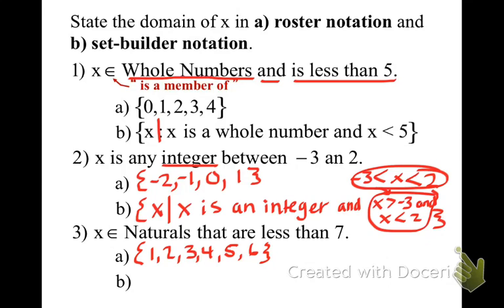In set builder notation, now, would I include 7? No, because it's not less than. Okay, in set builder, we're doing x is such that x is what kind of number? x is a natural number, and x is less than 7.